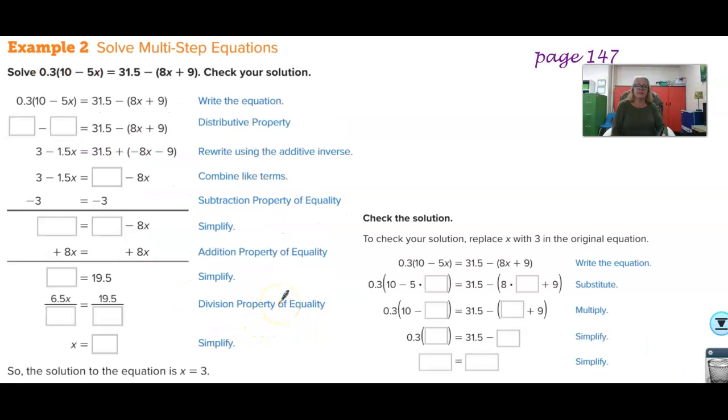Holy cow. If this isn't overwhelming, I don't know what is. This is a multi-step equation, and now they're adding in decimals. Oh, goody. So you're going to want to grab your handy-dandy calculator because it's going to be needed here. All right. 0.3 times 10 just happens to turn out nicely. It's 3. 0.3 times 5 is not so nice. 0.3 times 5 apparently is 1.5.